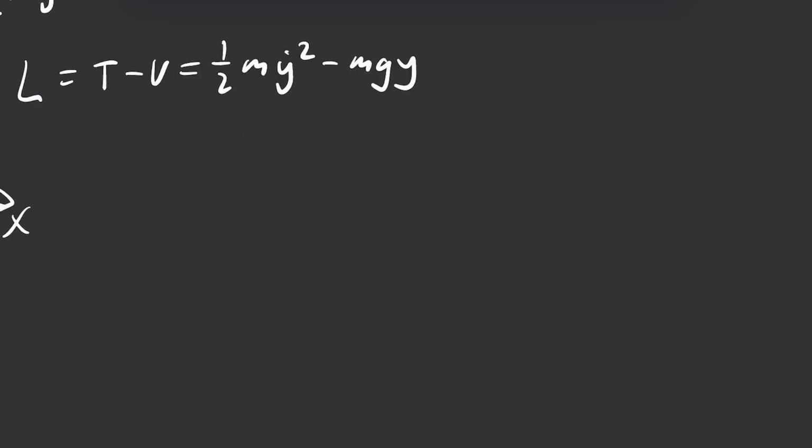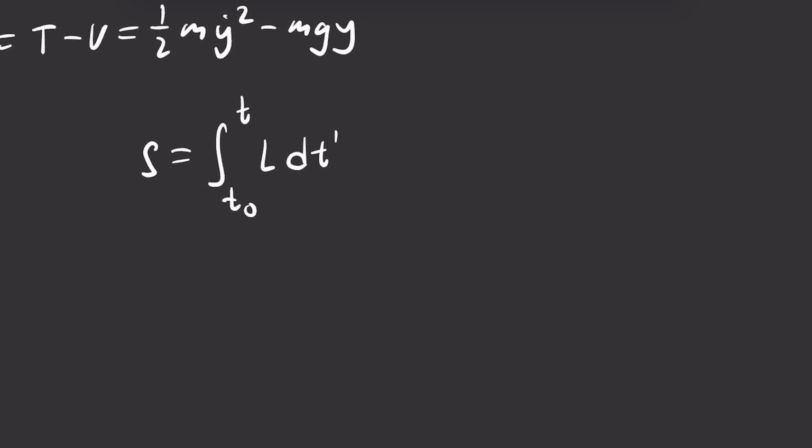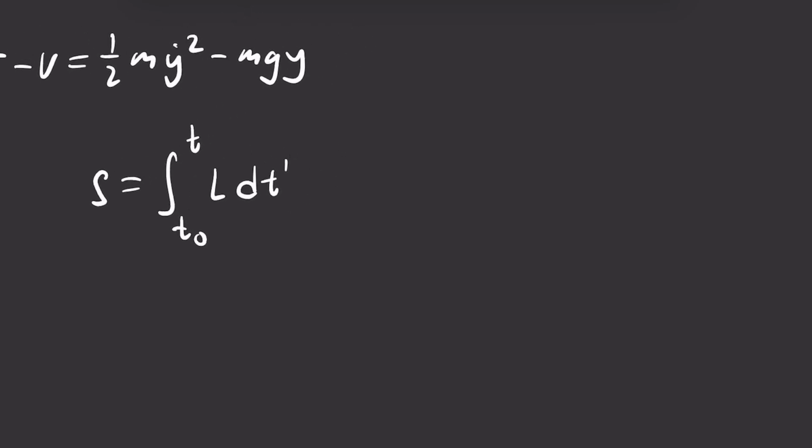Here we'll use the principle of least action. What that says is that we have the action, which is defined as the integral from t naught to some time t of the Lagrangian with respect to time, and I'm going to write a prime there so there's no confusion between this t variable and this t variable. That's what the action is defined as, and the principle of least action states that we need to find the stationary action.